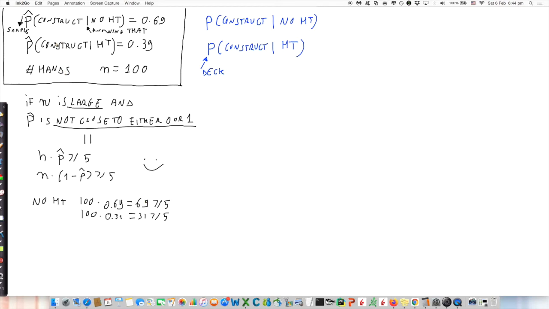And also when we have hand trap it is similar, right? We have 100 times 0.39, so we get 39, greater than 5, is true, and 100 times 0.61, okay? So you see that in both cases the condition holds. So we can use the approximation.